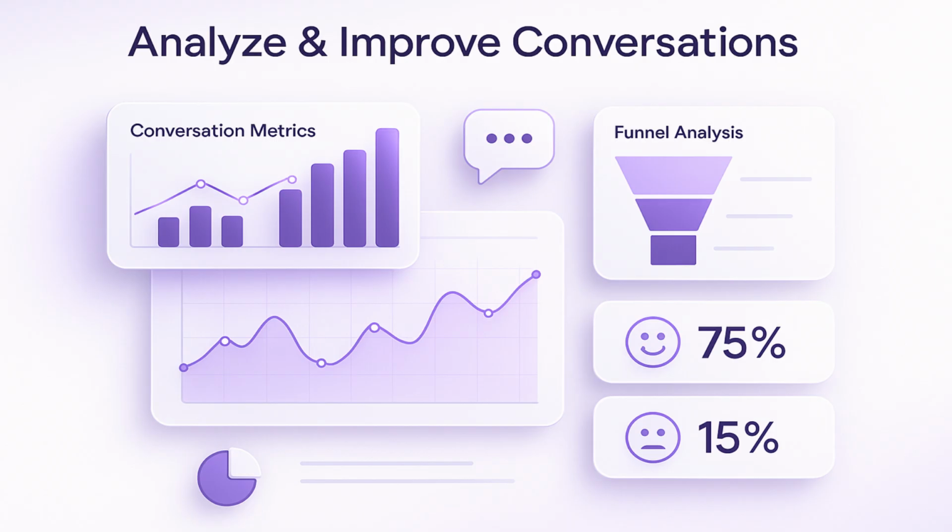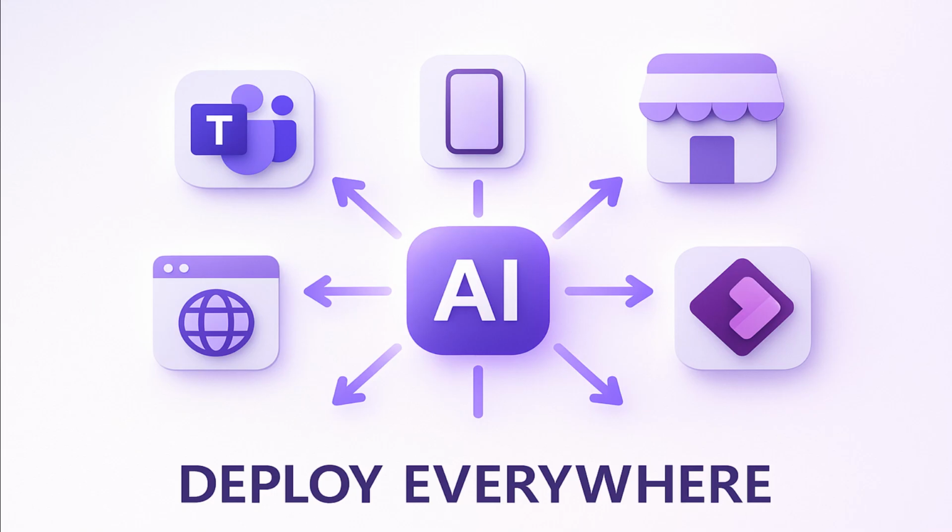The other one is analytics and monitoring. So you get dashboards showing number of sessions, drop off point, resolution rate, user satisfaction, or the conversation path. So this helps you improve your agent over time. Now, the last one is deployment channel, where you can deploy your production ready agents. So you can publish your agent to Microsoft Teams, websites, mobile app, Power App, portals, or a custom website using embed code also. So this allows one agent to serve multiple places.